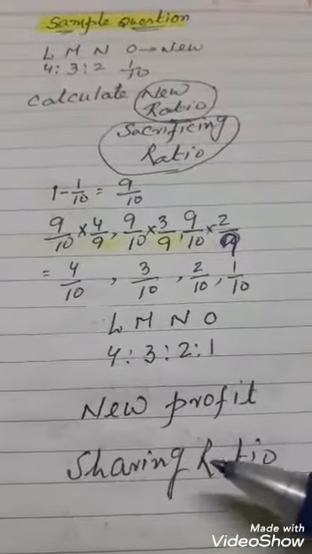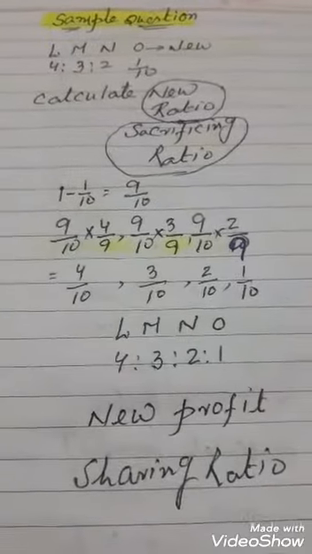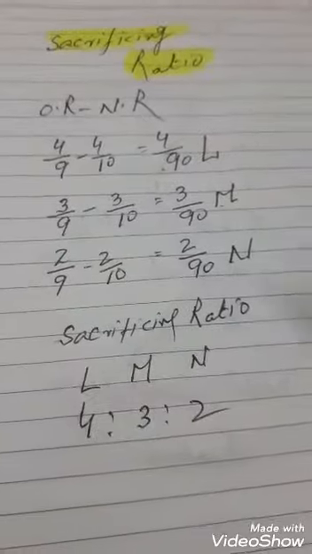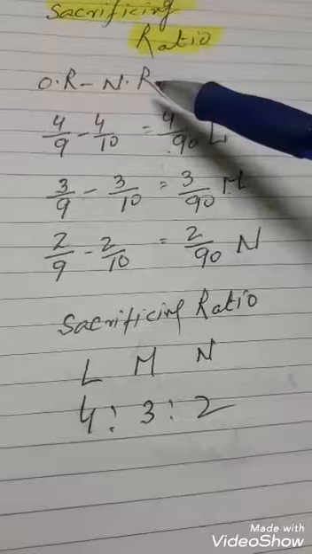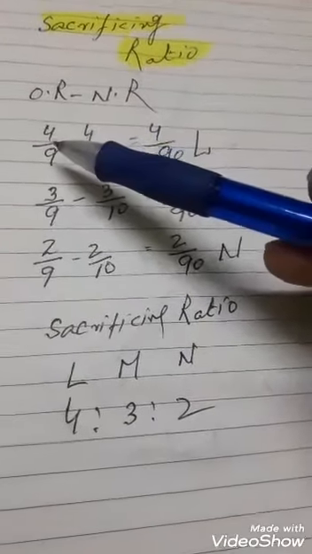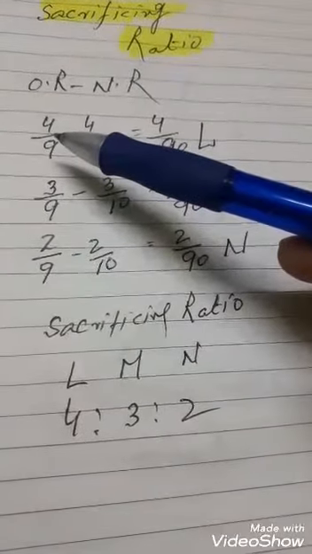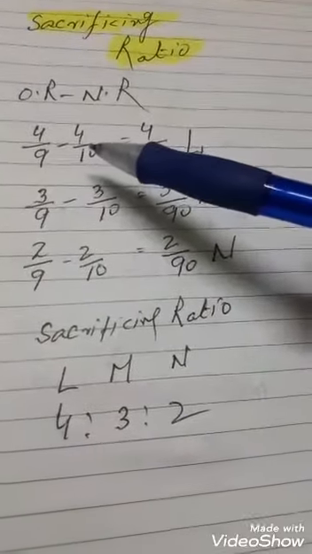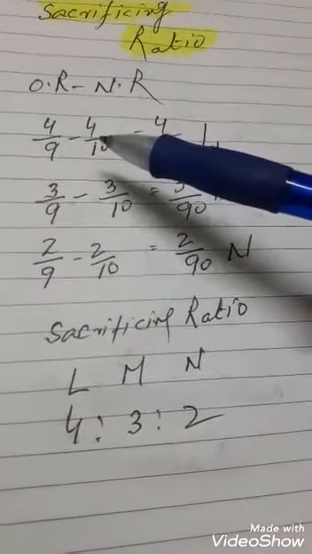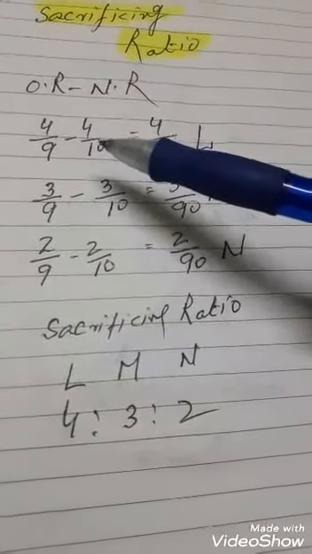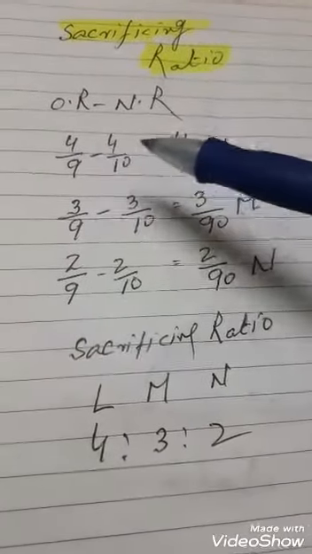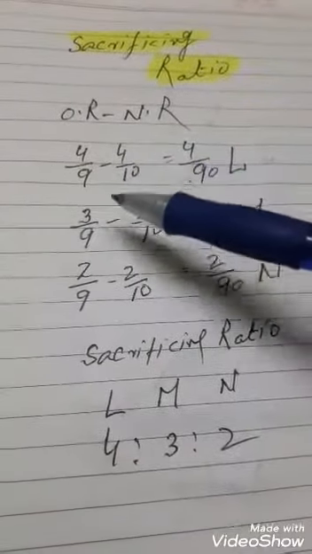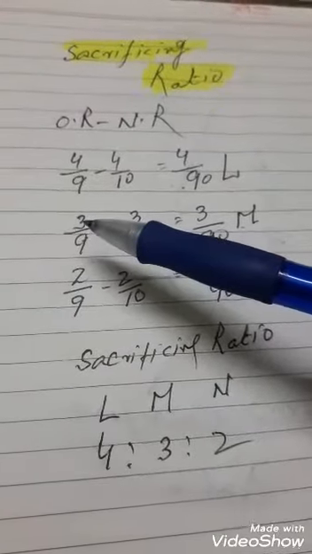Now with the same question, you have to calculate the sacrificing ratio. Sacrificing ratio, as you know, the formula is old ratio minus new ratio. Old ratio 4/9. The new ratio which you have calculated is 4, 3, 2, 1, that is 4/10. Old ratio 4/9, new ratio 4/10. Old ratio 3/9.